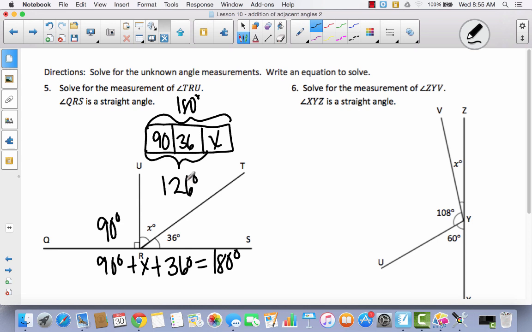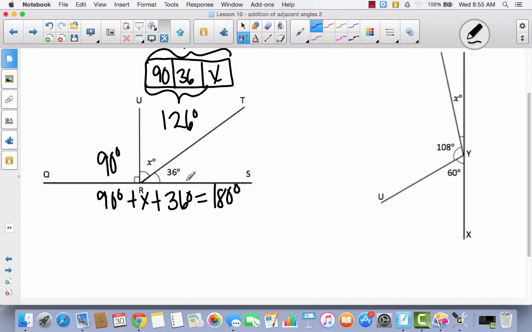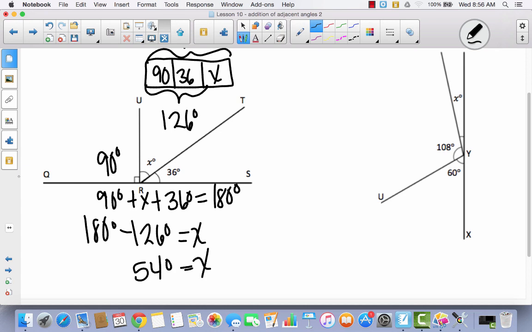Why don't you try to do that and come back and then see if you got the same answer as me. Okay, so I have 180 degrees. I'm going to go ahead and write this. 180 degrees minus 126 degrees is going to equal x. Well, I know 180 minus 120 is 60 degrees, and I'm actually taking away 6 more, so this is going to be 54 degrees. Hopefully that's what you got.